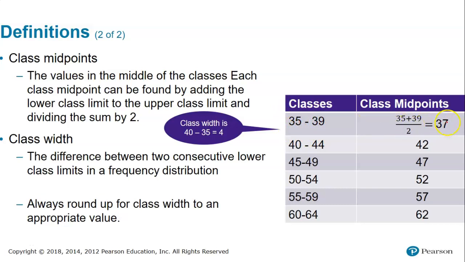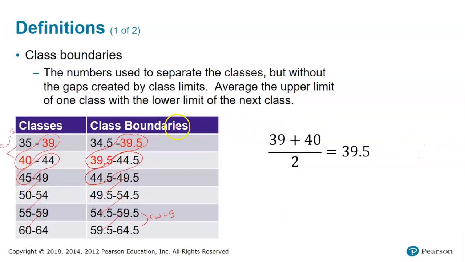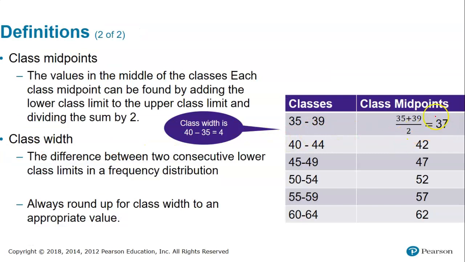So my class midpoint is going to be 37. Here, if I add these two together and divide by 2, it's going to be 42. So where the class boundaries were intervals, the class midpoints are single values. So just keep that in mind.